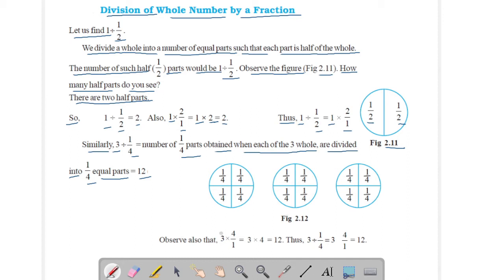What did we observe from these figures? We observed that 3 into 4 upon 1 is equivalent to 3 into 4, that is 12. How many parts will there be? 12 parts. Thus 3 divided by 1 upon 4 can be written as 3 into 4 upon 1, and multiplying, 3 fours are 12. Your answer will be 12, that is 12 parts.